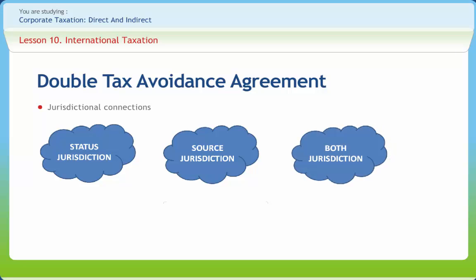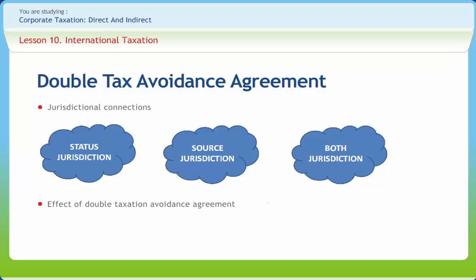Both status and source jurisdiction. India follows both the methods. However, unlike source jurisdiction countries, income from each source is not taxed separately, though it is computed under each source. The aggregate income from all sources is taxed applying the principle of progressive taxation, thus satisfying the canon of equity.